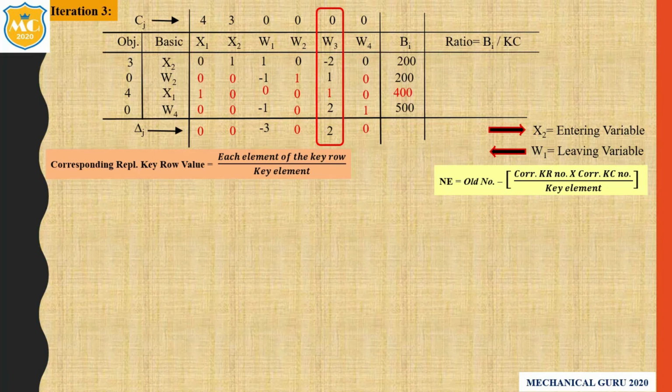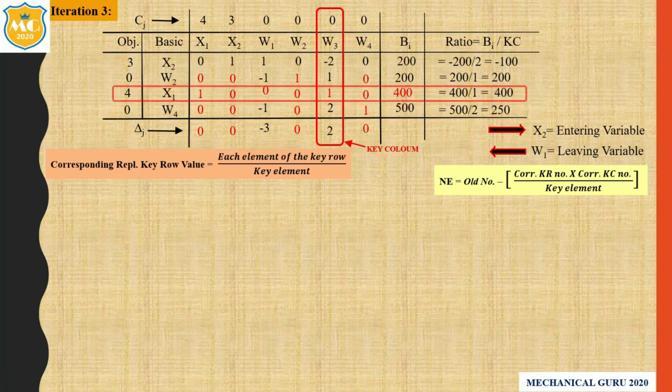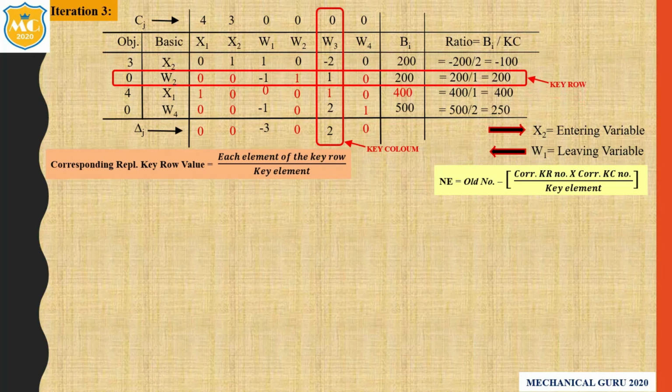Next we have to find out this ratio. 200 divided by minus 2, so minus 100. 200 divided by 1, so 200. 400 divided by 1, 400, and last 500 divided by 2, so here 250. In that we have to choose the minimum positive number. So here the minimum positive number is 200. So this is our key row and this is our key element. So here iteration 3 is completed.